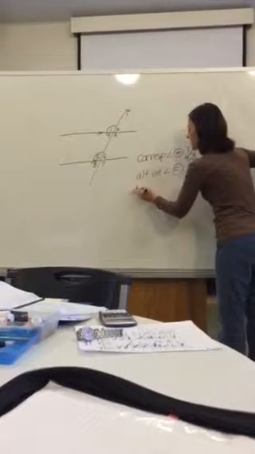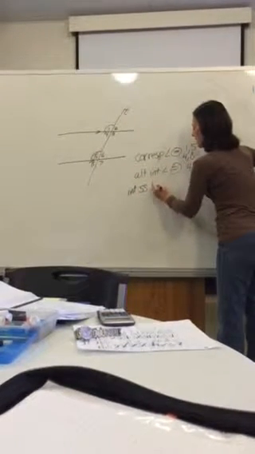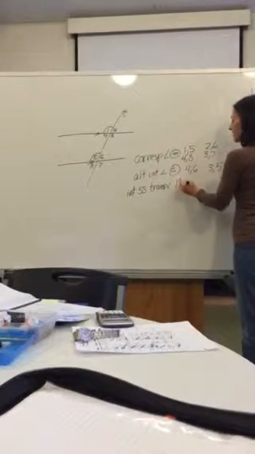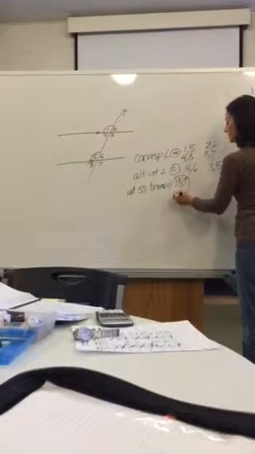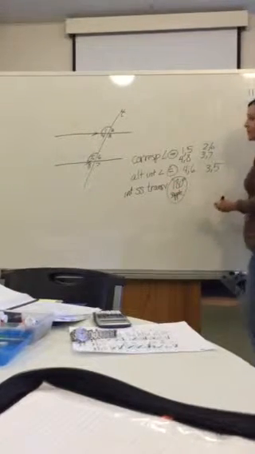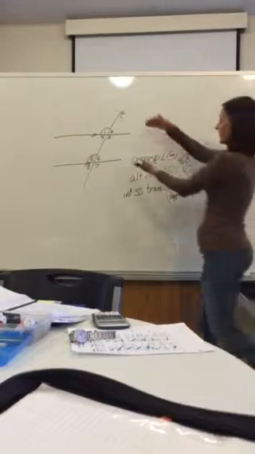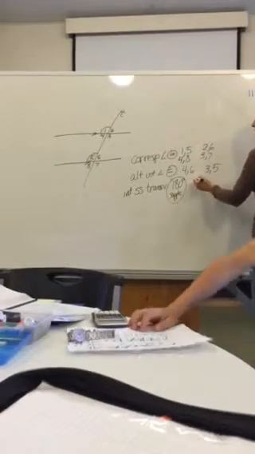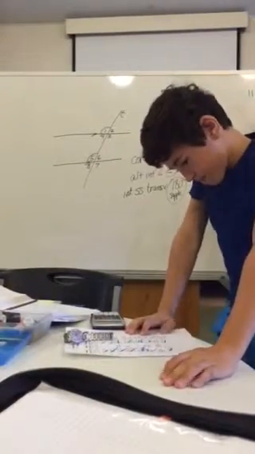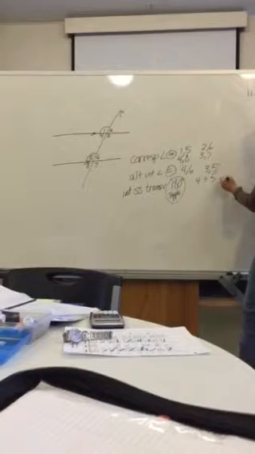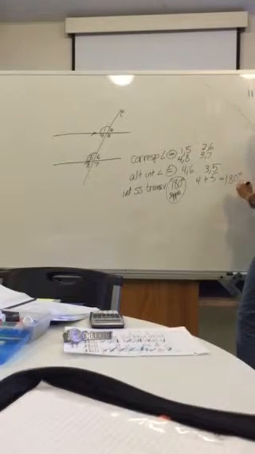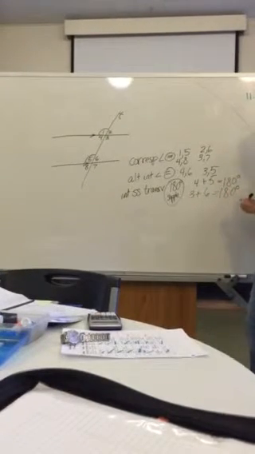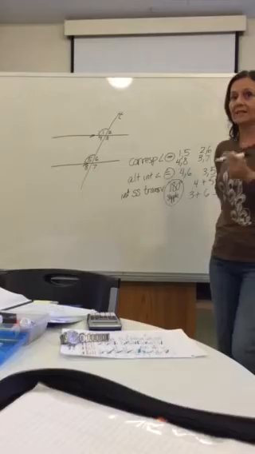Then we have interior angles on the same side of the transversal, and they are supplementary, right? Such that if you add them together, their sum is 180. So they're interior to the parallel lines on the same side of the transversal. So 4 plus 5 equals 180 degrees, and 3 plus 6 would equal 180 degrees. Okay? That's lesson 49.